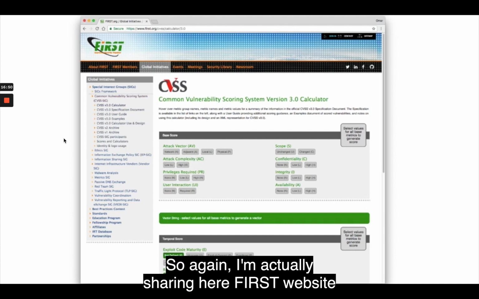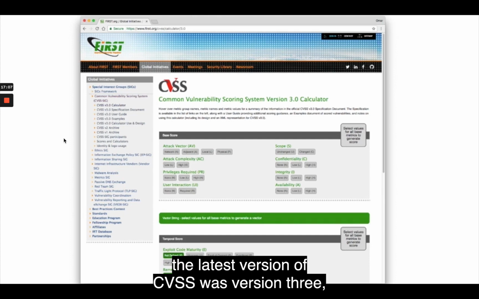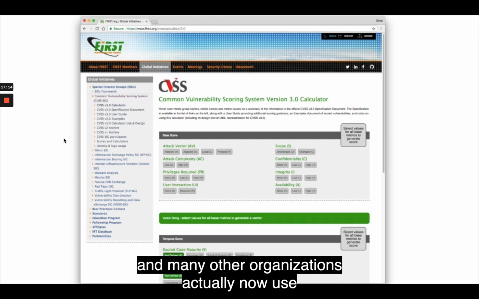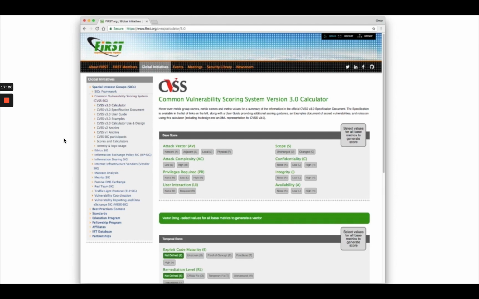So again, I'm sharing here a FIRST website that includes the standard specification. They also include a calculator that you can take advantage of, and many other resources for you to become familiar with CVSS. At the time of recording, the latest version of CVSS was version 3, and that's what Cisco and many other organizations now use to determine the risk of a given vulnerability, right?